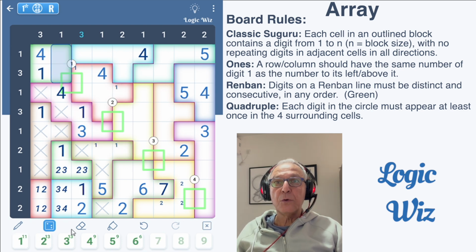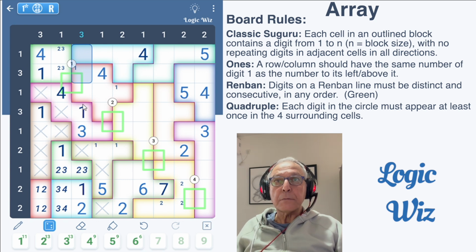And these 2 now have to be 2 or 3. Which also means that one of those 2 has to be a 1. Okay, and in this block 3 has to be here.